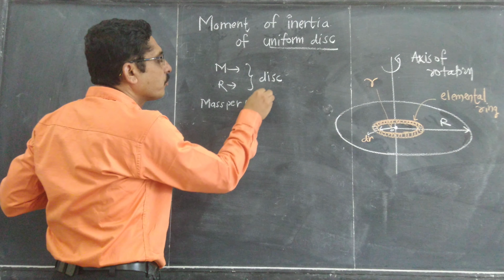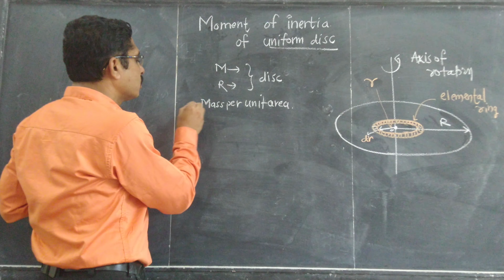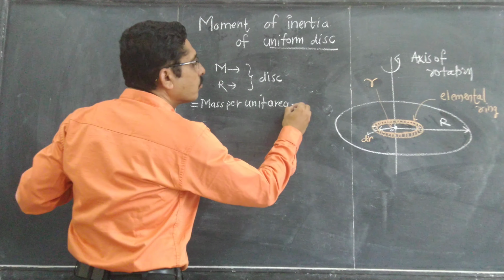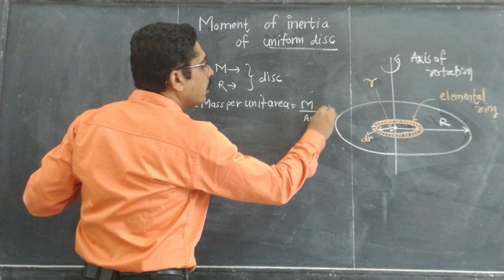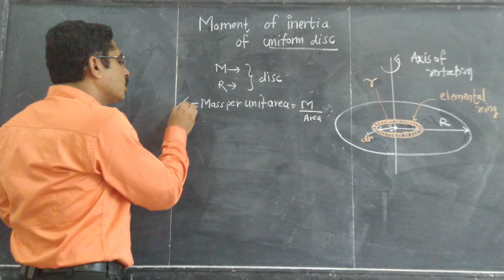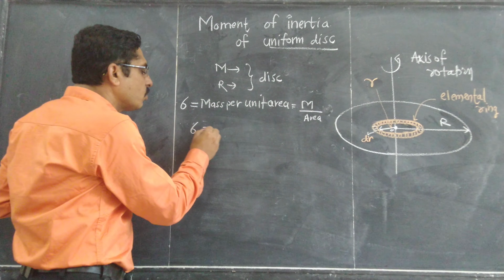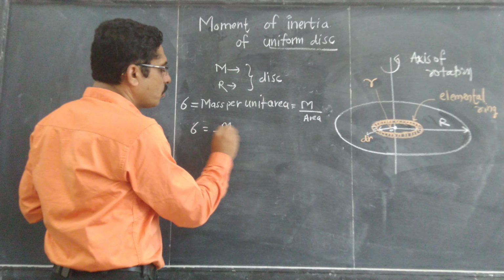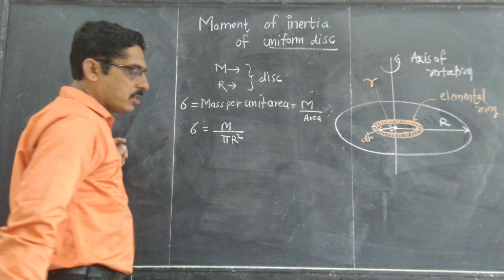Therefore, we have to find out the mass per unit area of this disk, that is m upon area. Suppose it is called sigma, that is the surface density of this disk. Therefore, sigma equals mass upon area for the disk, which is pi r square.